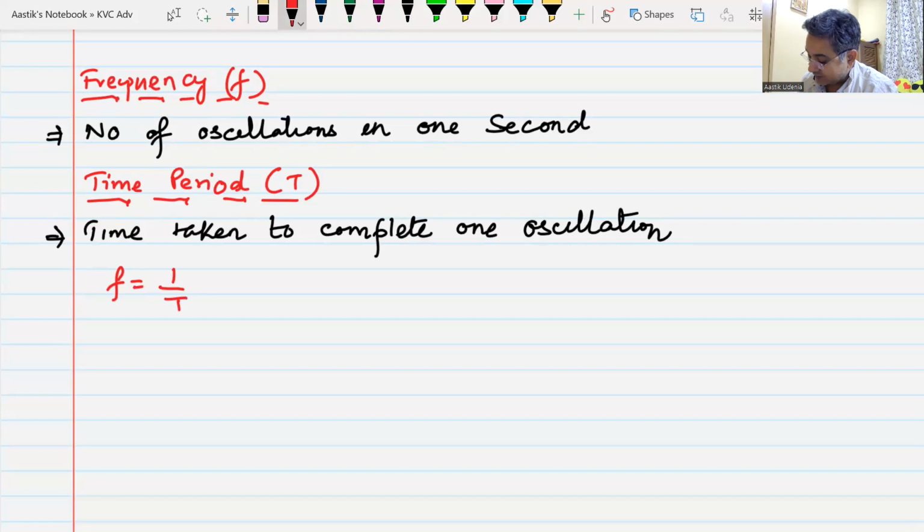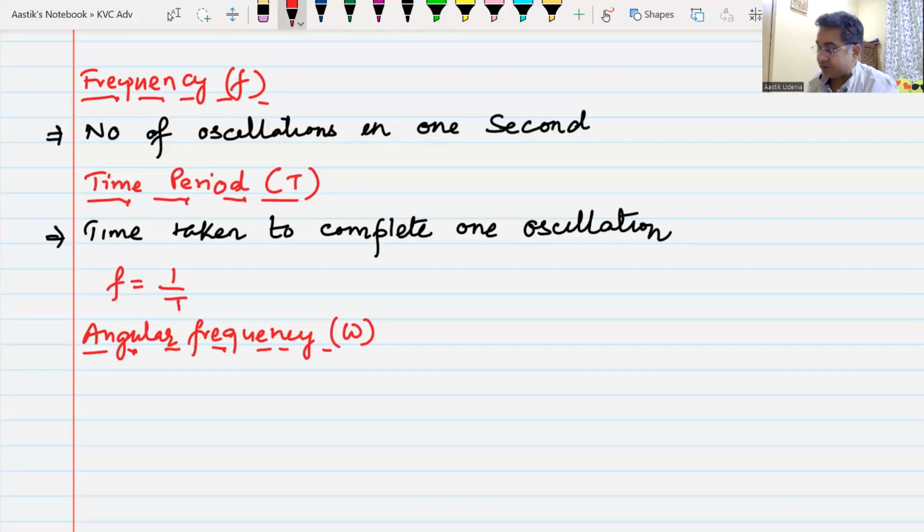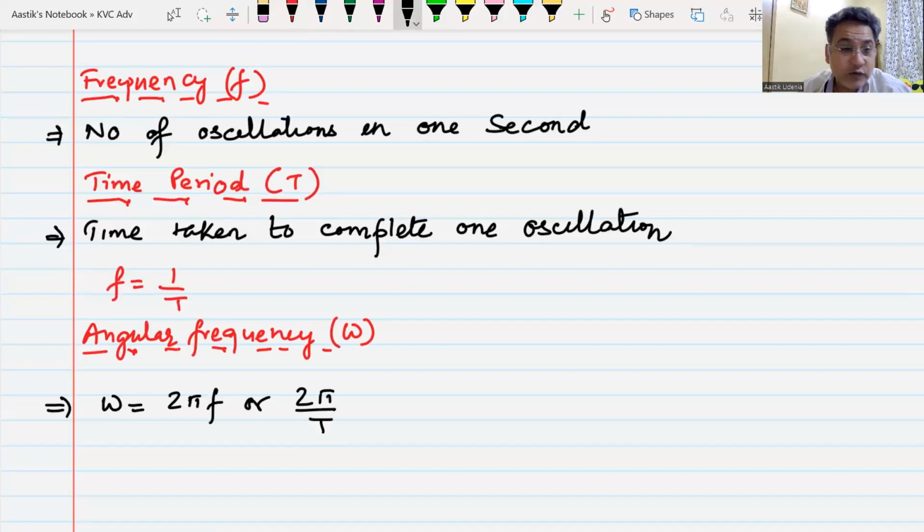Then the next term that we are going to see, first understand these terms, then you write them. Angular frequency. Remember, we are not calling it angular velocity. We are calling it angular frequency, omega. Angle turned in 1 second. And this omega is nothing but 2 pi f, or it is 2 pi by T. Are we understanding this?